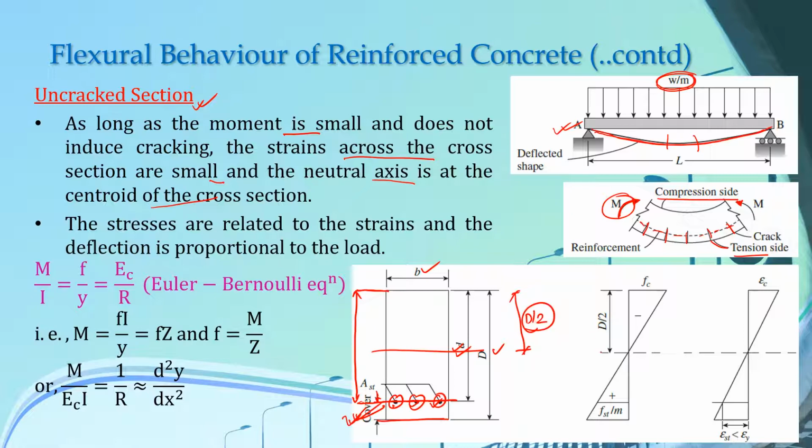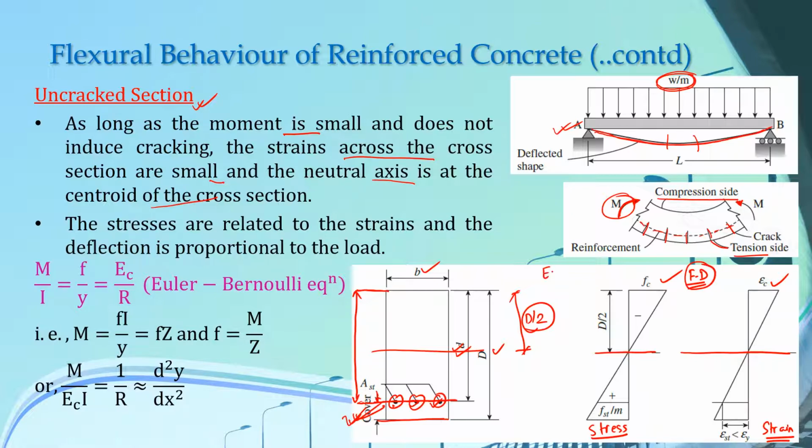And at this distance of d by 2, our neutral axis also lies here. Our strains are small in this case. So this is the stress diagram and this is the strain diagram. You can see here that when there are no cracks developed, both our stress and strain diagrams are linear in nature, and the linear relationship between force and displacement can be applied here.